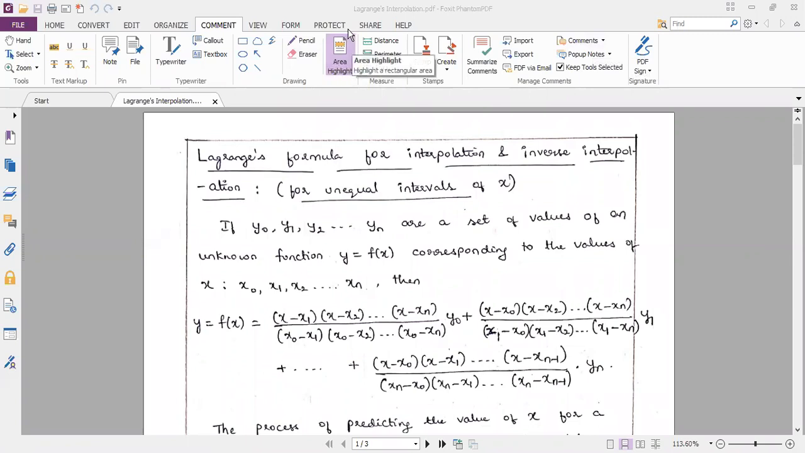Today, I'll be teaching a topic in numerical methods, Lagrange's formula for interpolation and inverse interpolation. We usually apply this formula for unequal interval values of x.